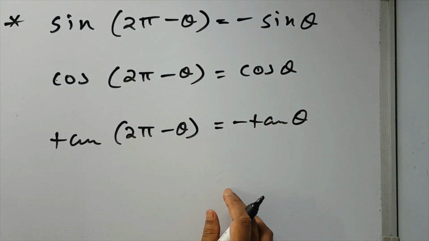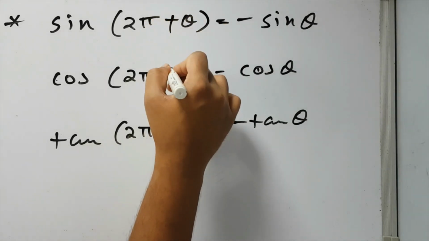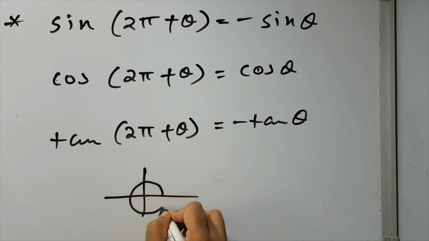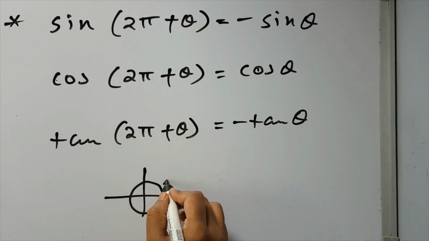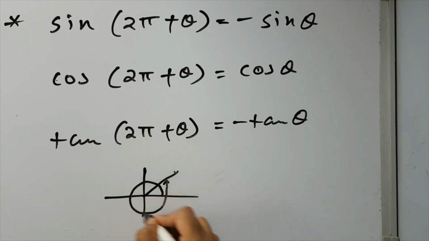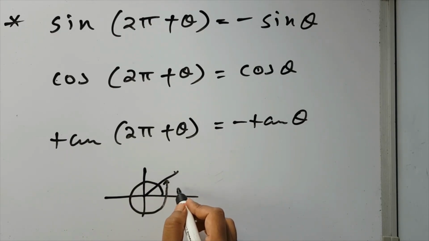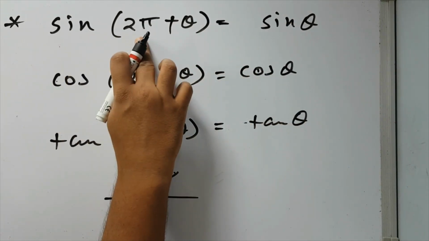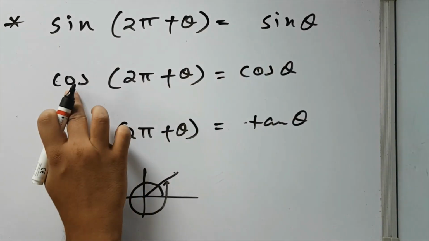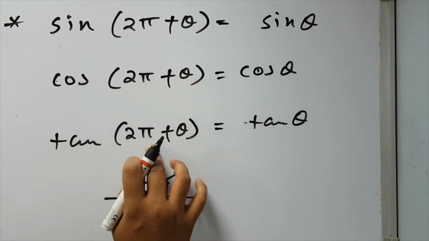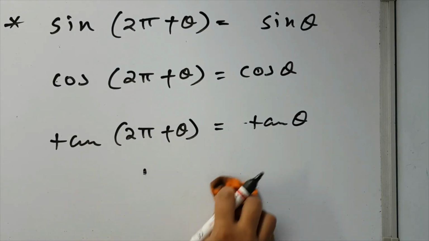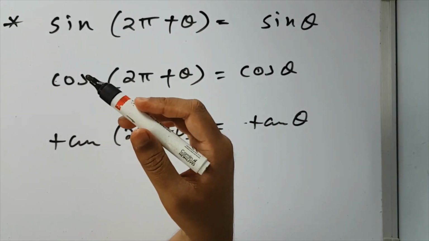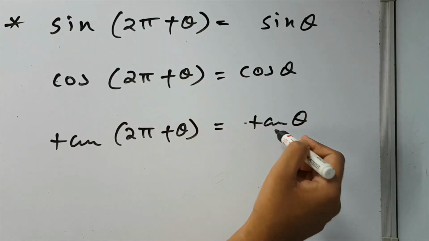Alright, now what about 2 pi plus theta? In 2 pi plus theta, you have rotated 360 degrees and then you're back in the first quadrant. In the first quadrant all are positive, so sine of 2 pi plus theta is sine theta, cos of 2 pi plus theta is cos theta, tan of 2 pi plus theta is tan theta. So what you can see here is that after every 2 pi angle, after every 360 degrees, these functions will repeat themselves.